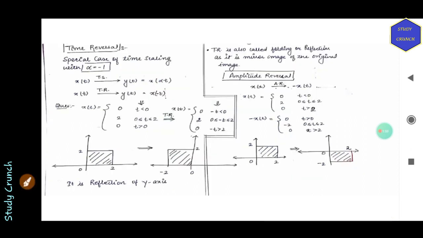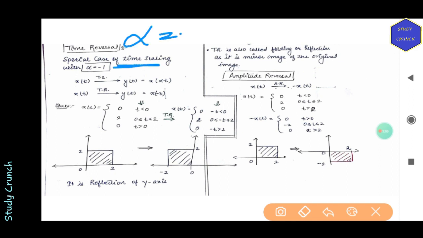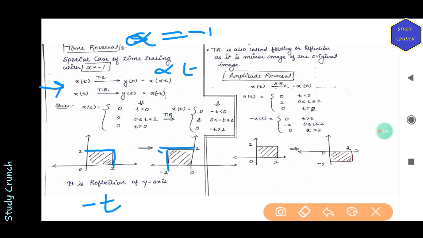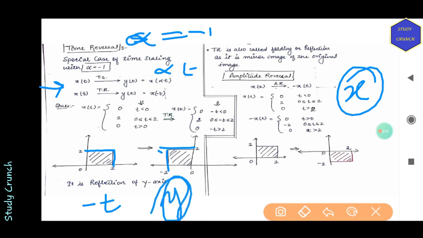Next we'll be talking about reversal. This is a special case of time scaling when alpha is minus 1. So in time scaling we had alpha t, whereas in time reversal we'll be having minus t. So whatever will be the question, in time reversal it will be reflection on the y-axis, whereas in amplitude reversal it will be reflection on the x-axis. So here reflection will be on the y-axis and here it will be on the x-axis, that is in amplitude reversal.